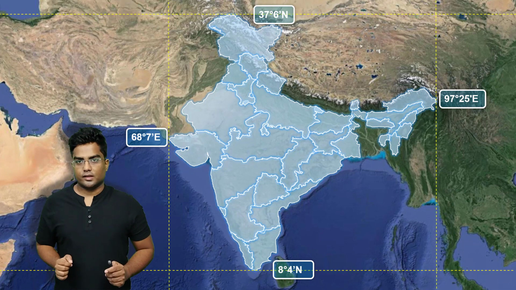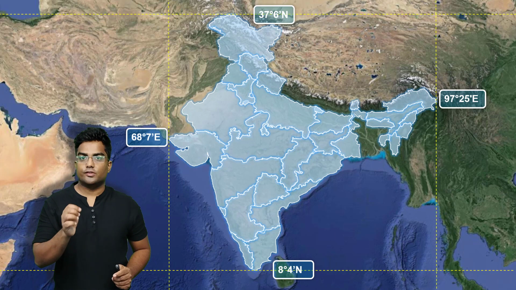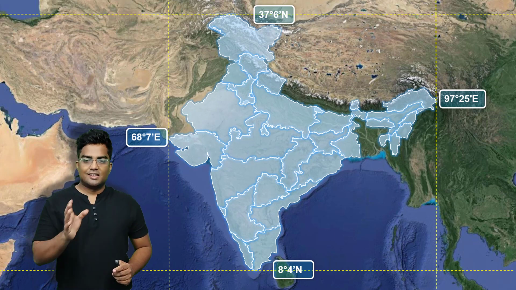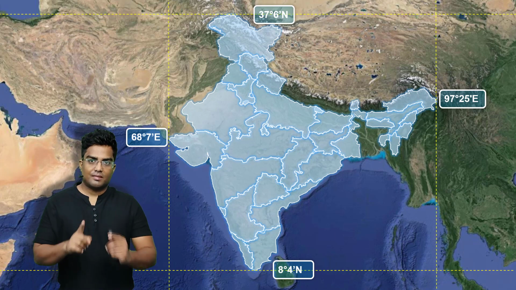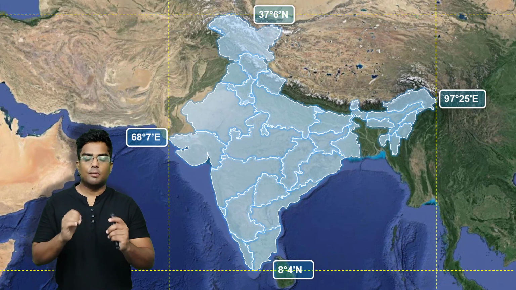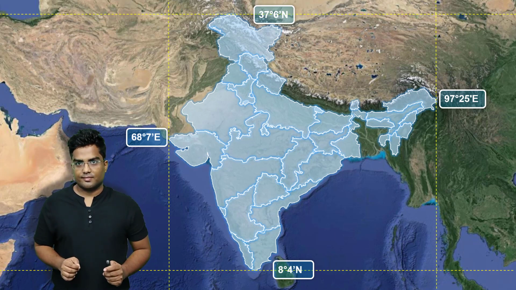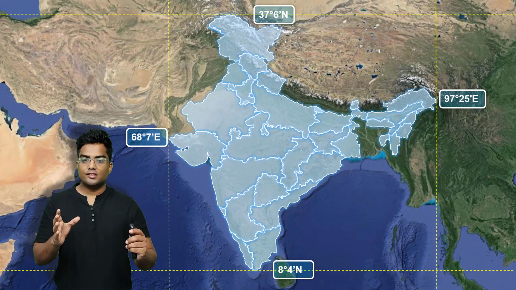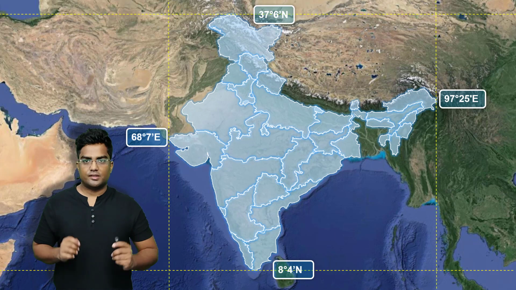So this is where India is located, northeast. Remember, this is where India will always be located. Now let's discuss the extreme points of India in terms of coordinates. As you can see, India is contained in a particular box, and in this box, it's showing some numbers.